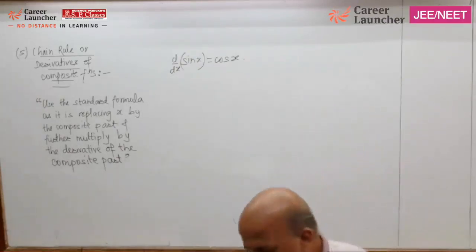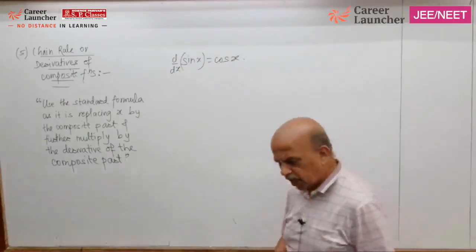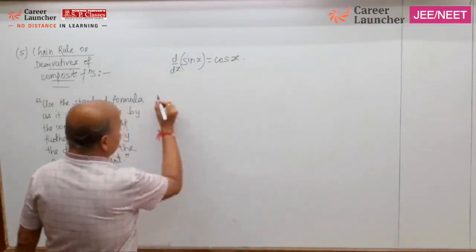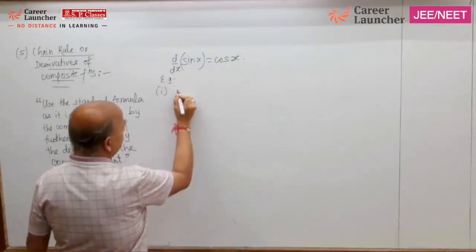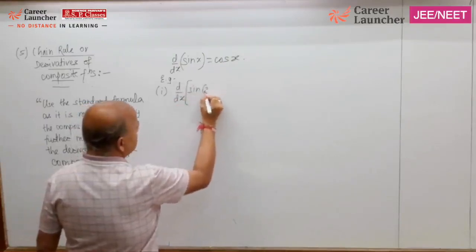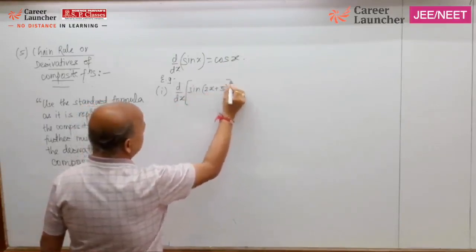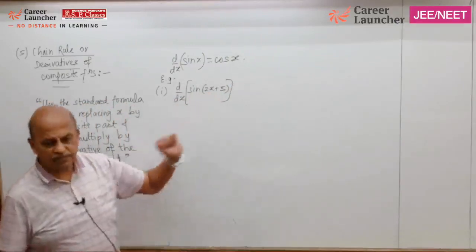See, read that statement in the beginning, what we have said. Sometimes in a standard formula x is replaced by some other function. We will call this function the composite part. Getting it or not? So let us take two examples. For example, if I am finding d by dx of sine of 2x plus 5. Okay, sine of 2x plus 5.